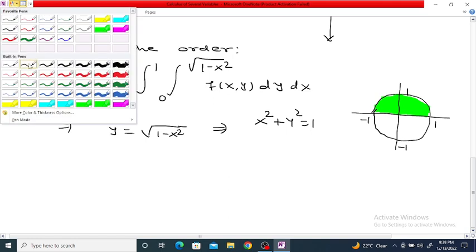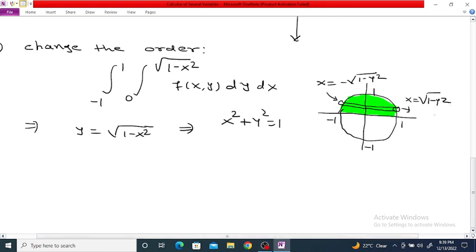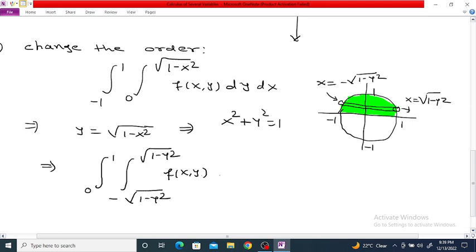Now we want to change the order of integration. If you observe, if you take this strip, then it enters, since here x is negative, at x equal to minus square root of 1 minus y square and leaves at x equal to square root of 1 minus y square. So the limit of y is from 0 to 1 and the limit of x is minus square root of 1 minus y square to square root of 1 minus y square, of f of (x, y) dx dy.